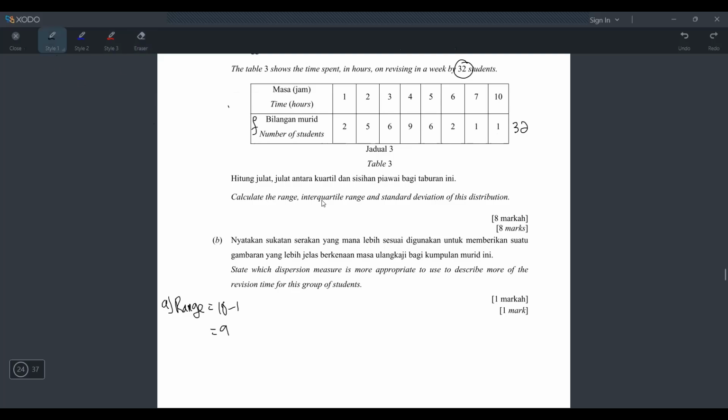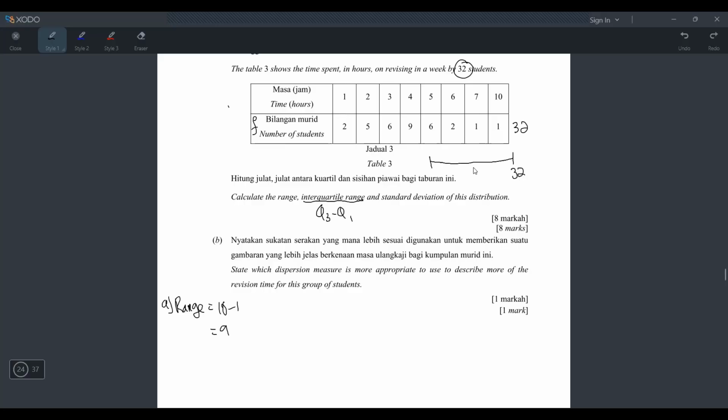Okay, now for my interquartile range. How to find my interquartile range? My interquartile range, another formula, Q3 minus Q1. But first, you need to get your Q2 first. What is Q2? The median. You need to get the median. So let me explain how. First thing first, we know there are 32 numbers. So remember this, if there are 32 numbers, okay, let me present it like this. So it means there are a total of 32 numbers.